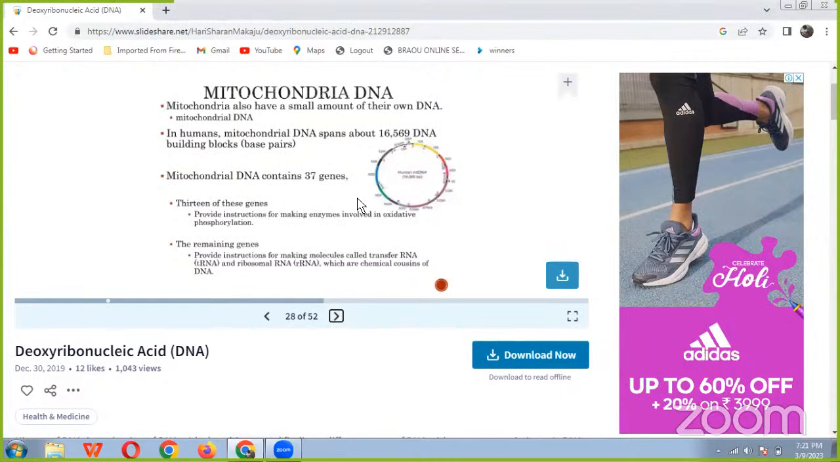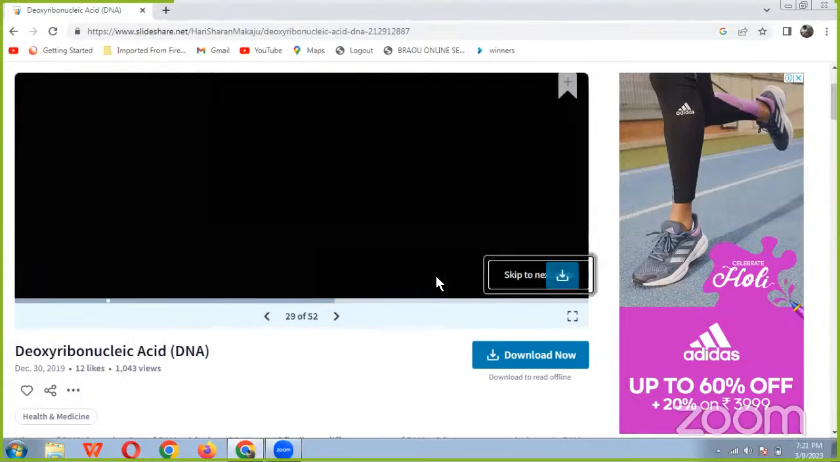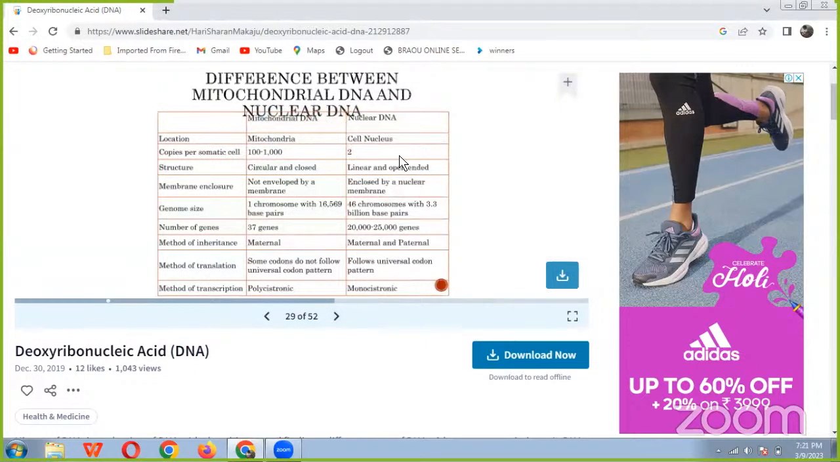Mitochondria also have DNA, approximately 70,000 base pairs, with 37 genes. Mitochondrial DNA is separate from the nuclear genome. Next, the nucleus part is chromosomes, with different base pair sizes.